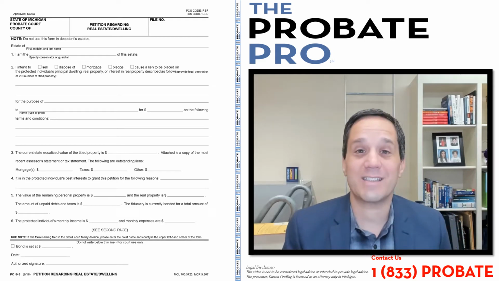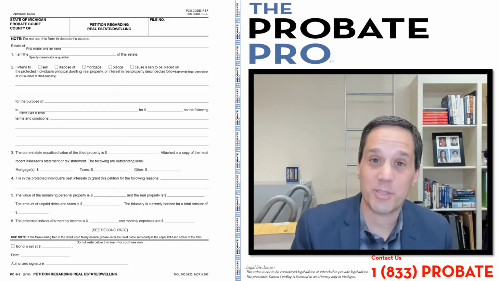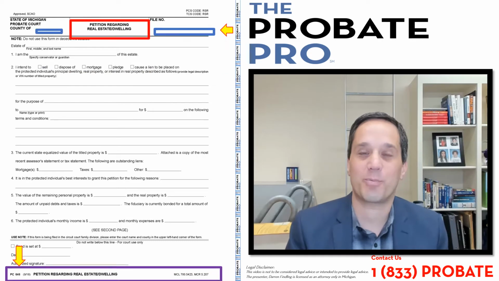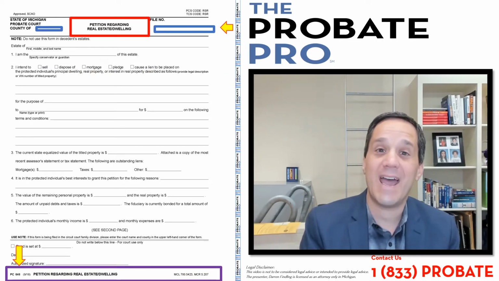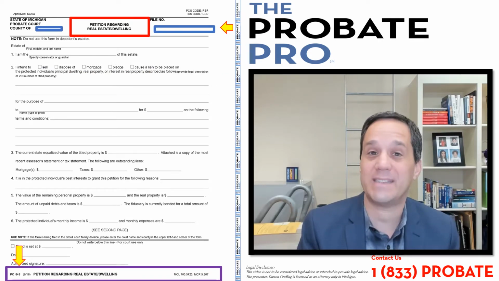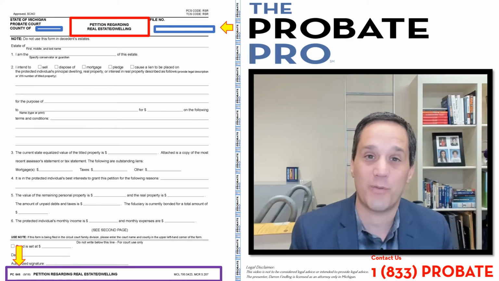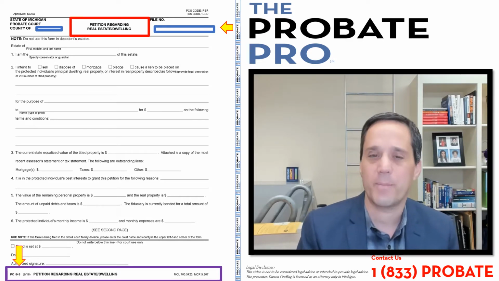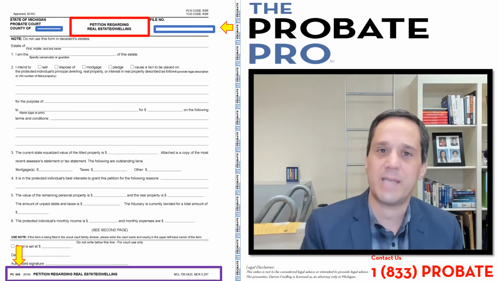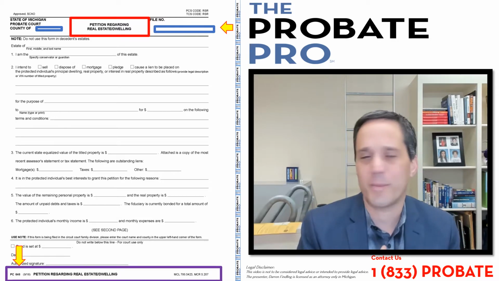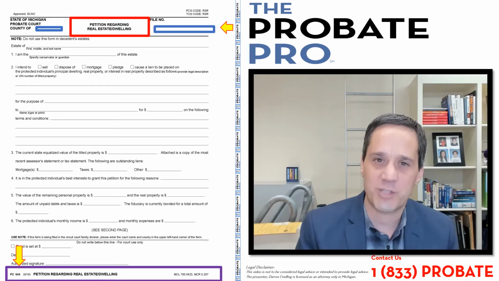Need to sell real estate in a conservatorship estate? Hi, I'm Darren Findling of the Probate Pro, and we're going to examine SCAO Form PC 646. That's SCAO for State Court Administrative Order, PC for Probate Court. This form is readily obtained through a Google search, or you're welcome to call my office. We'll give it to you free of charge.